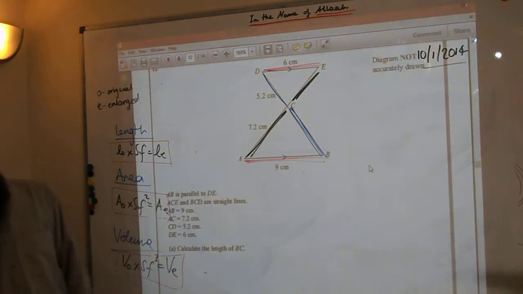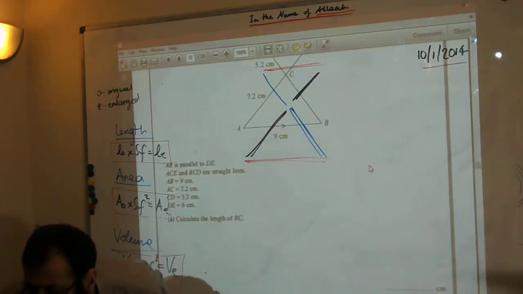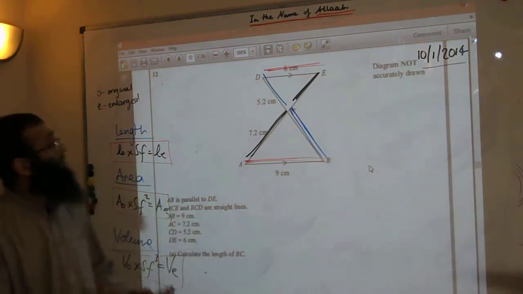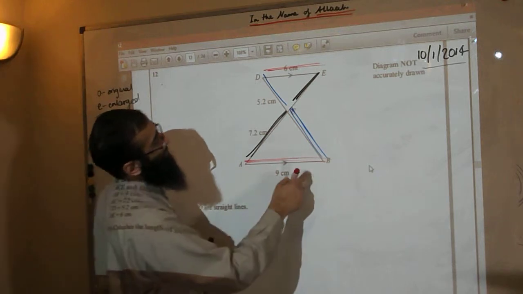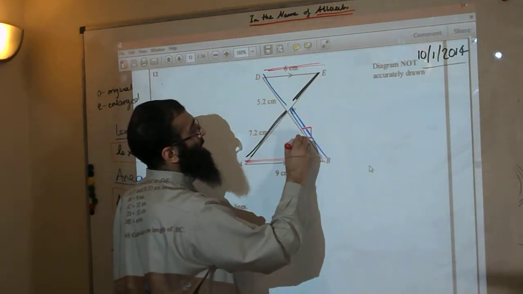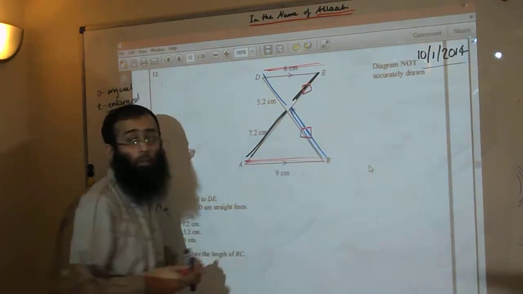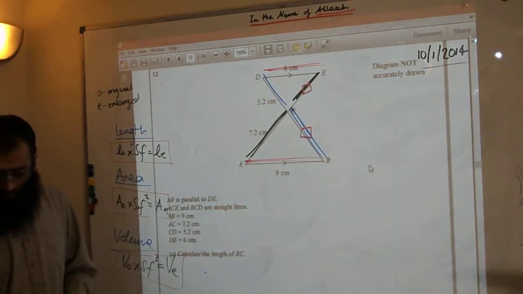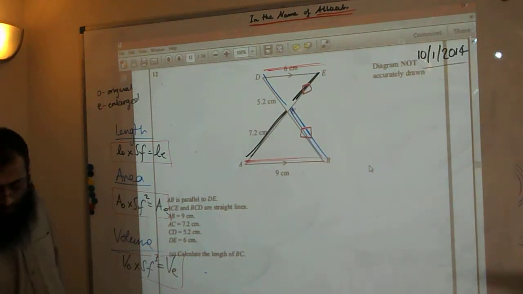The question here says calculate the length of BC and CE. So BC, where is BC? I'm going to work out this one. And CE is that one. Okay, right. What do we do first, folks? What do we do first? What's the first thing that we do?